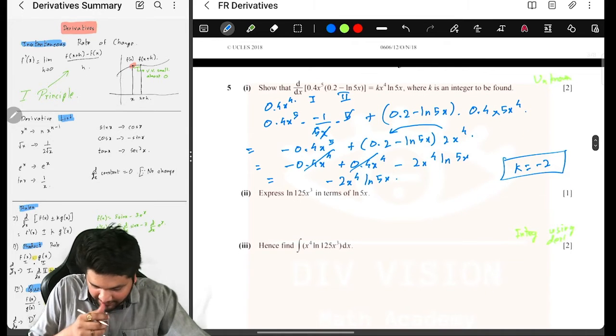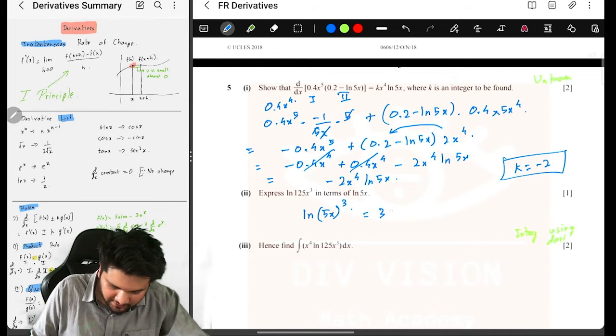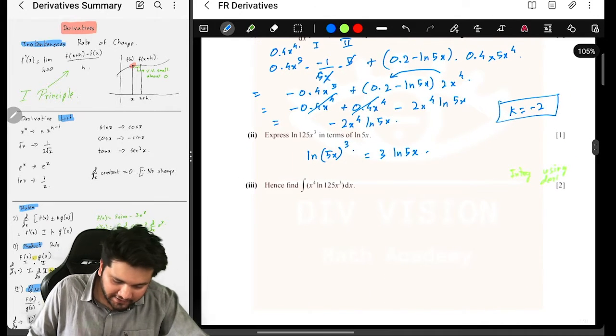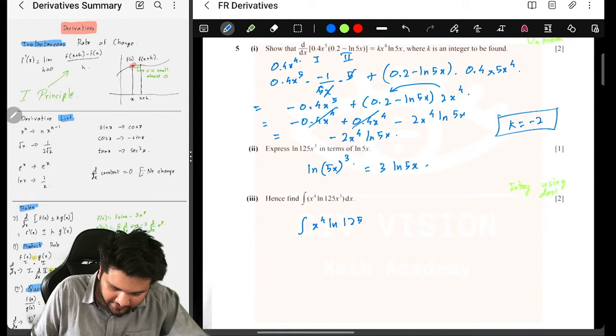Express ln 125x cube in terms of ln 5x. Easily, it's just a log, so we can write this as ln (5x) to the power of 3, which is nothing but 3 ln 5x. This is how we are going to write it in terms of this thing. Hence find the integral of this thing. As you can see, they have asked you the integral of x to the power of 4 ln 125x cube dx.